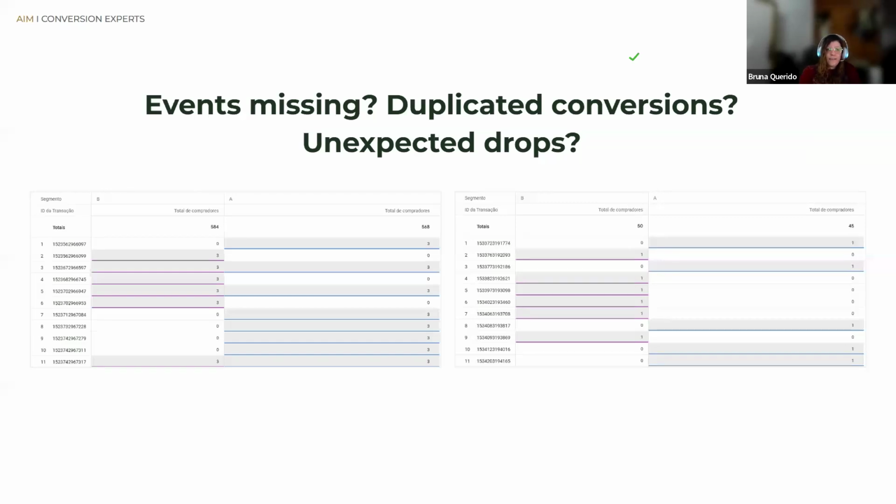So how do we diagnose this problem? We diagnose it by analyzing the transaction IDs for each test version. If you have a buyer with the same ID in both versions, or if you have 3 buyers for a unique ID in the same version, you must check a few things.